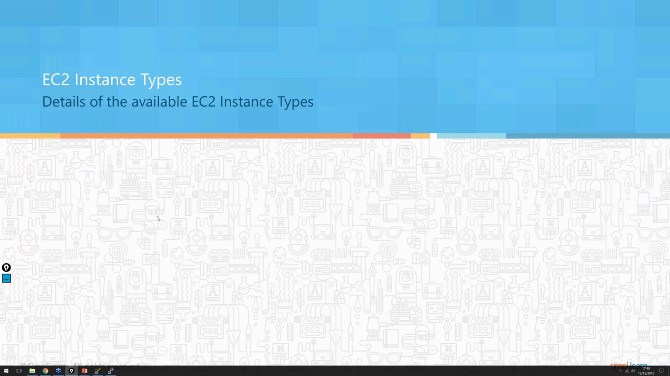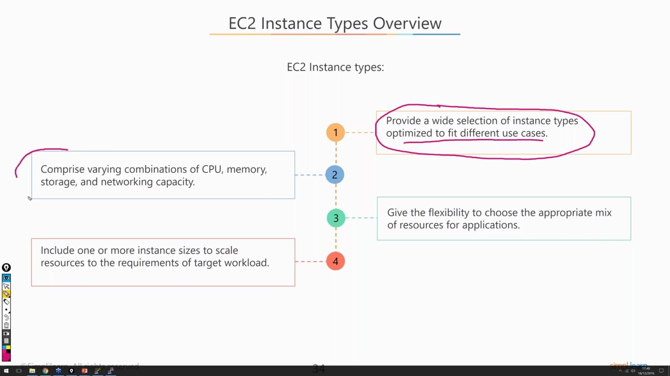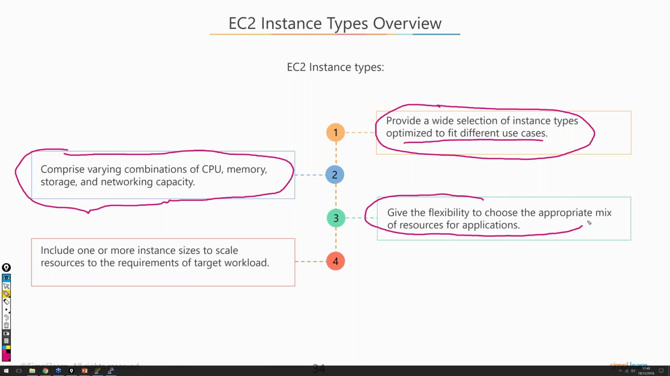Now, instance types, exactly what Chanjit asked about maybe 3 minutes ago. What are the instance types? And why do we have different instance types? AWS provides a wide selection of instance types optimized to fit different use cases, and that's important. They comprise varying combinations of CPU, memory, storage, and networking, and you'll be able to choose different types for different situations. They give the flexibility to choose an appropriate number of resources for your application. They also include one or more instance sizes to scale resources to the requirements of a target workload.